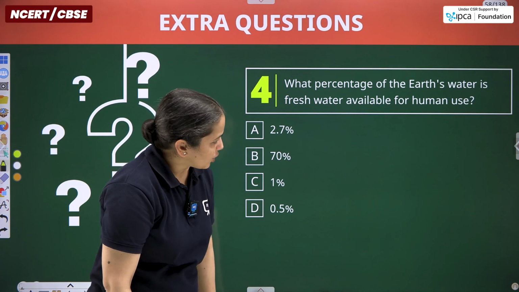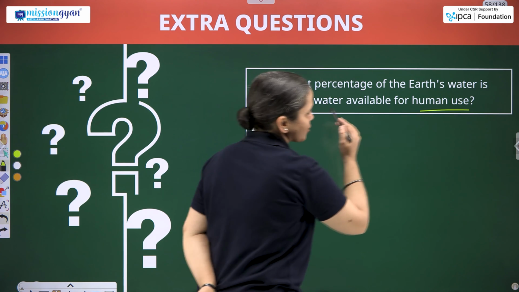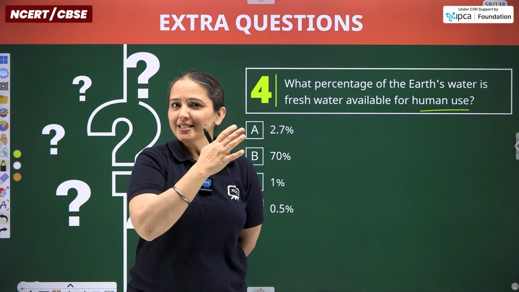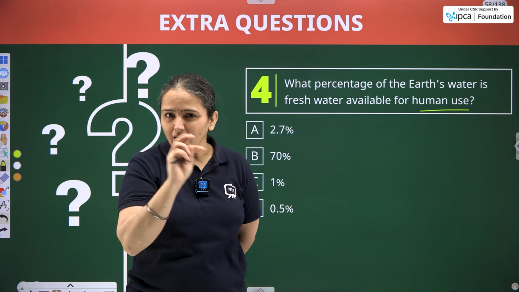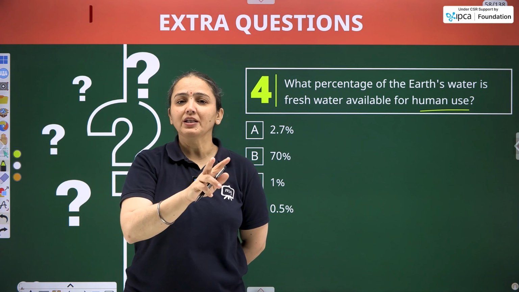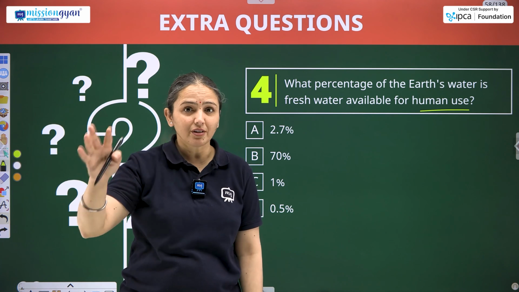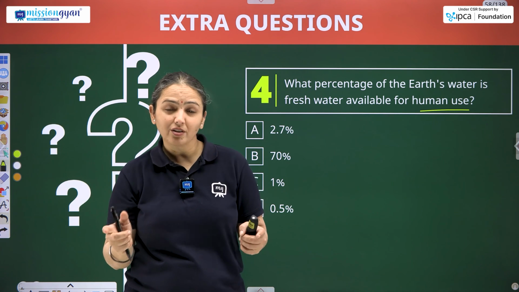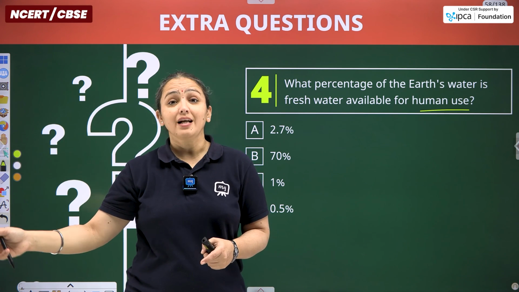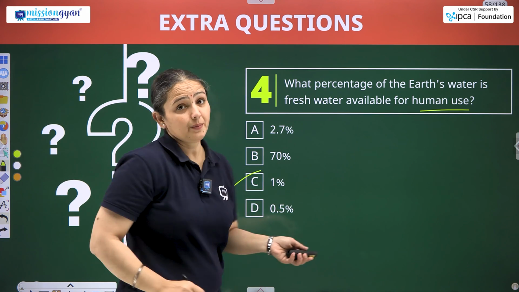Question number 4. What percentage of the earth's water is fresh water available for human use? Remember, 97.3% is saline, other out of remaining 2.7%, 2% is of the underground water or the glacier covered, that is the frozen water. Then coming to the last one, that is 1%. So the answer will be 1%.